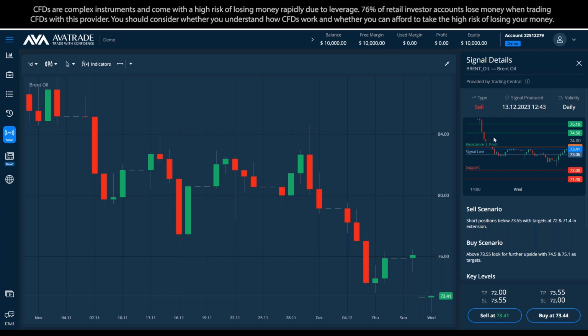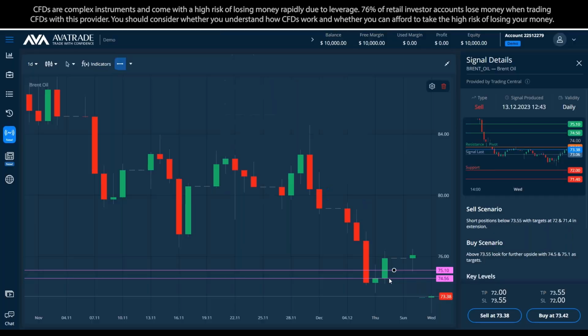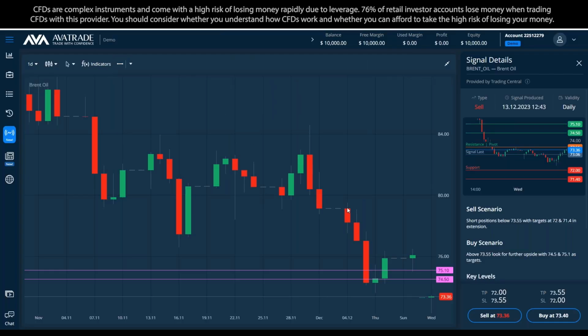In this case, like I said, the signal already did it for me. I don't have to do anything if I don't want to. And I see that the levels are here, 74.5 and 75.1. If I want to be more accurate, I can just click it and change the coordinates to what I want, 73.1. It's going to jump exactly to the price that I wish. Same applies with this one.